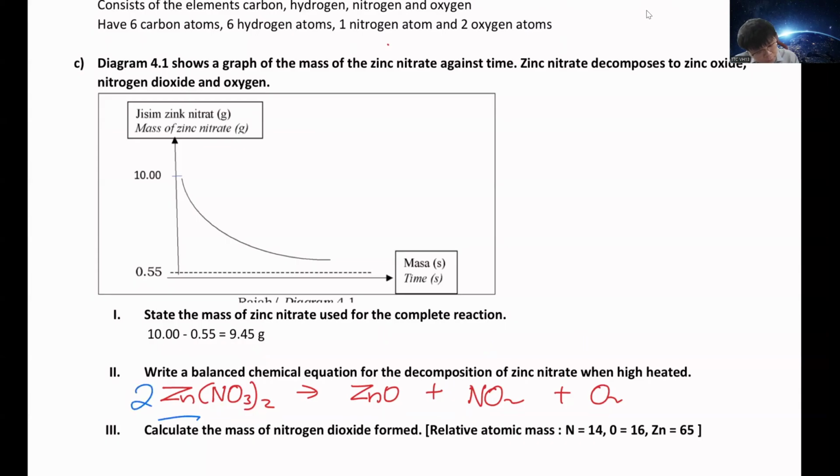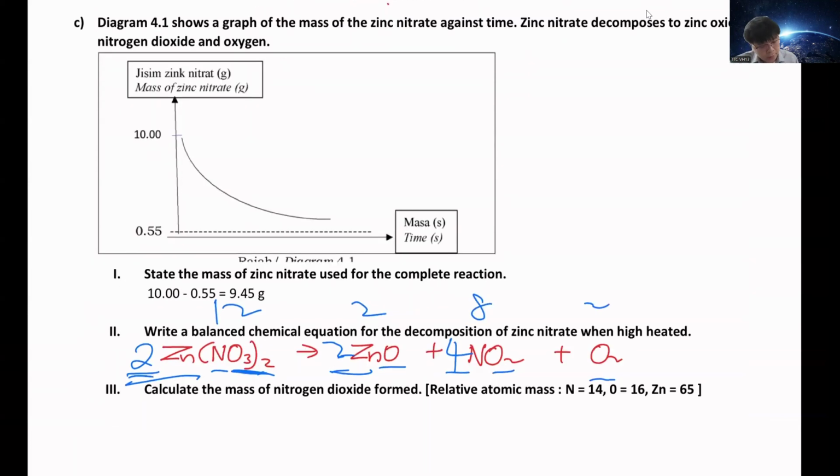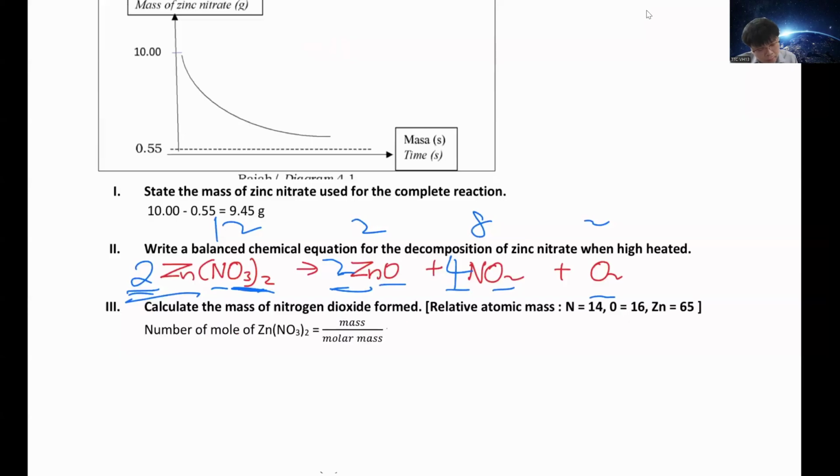I put a 2 here, so 2 is the N, 2 is the N. After that, N times 2 is 4N. So 3 times 2 is 6, 6 times 2 is 12 oxygen. Here got 2 oxygen, 4 times 2 is 8 oxygen. Here got 2, so total 12. So the equation is balanced. Mass of the nitrogen dioxide.